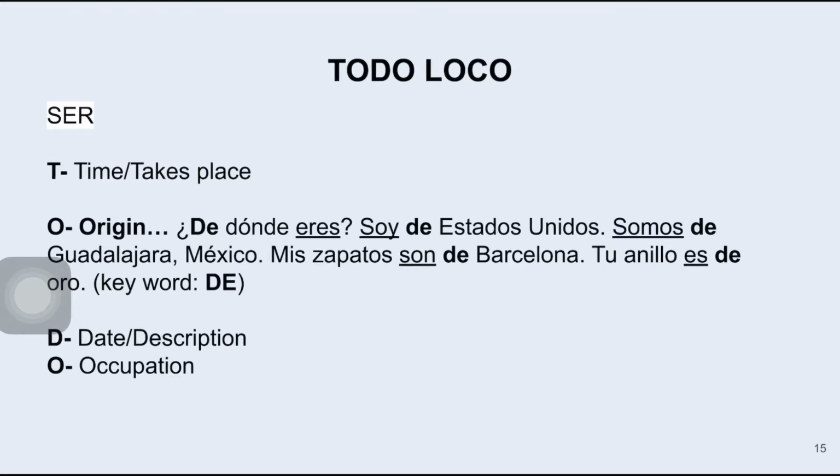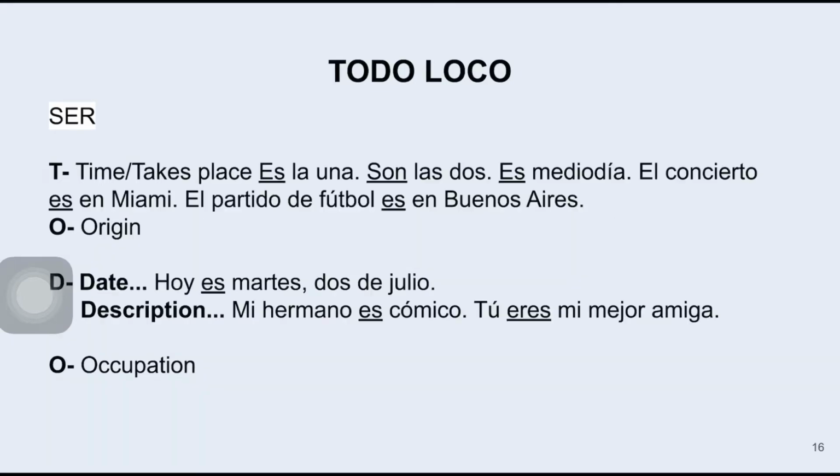The objects can also have origin. Let's take a look at these next two examples. Mis zapatos son de Barcelona. My shoes are from Barcelona, meaning I bought them there. They were made there. Tu anillo es de oro. Your ring is made of gold. Again, all of these examples have the word de in them to indicate origin.